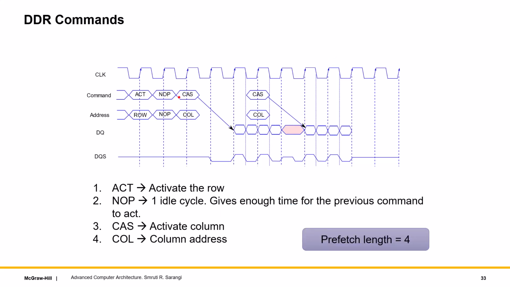So the DDR commands, as we see, are: ACT is activate the row, NOP is one idle cycle of the clock, and then CAS is activate column and COL is the column address. In this case, as you can see, the prefetch length is 4.